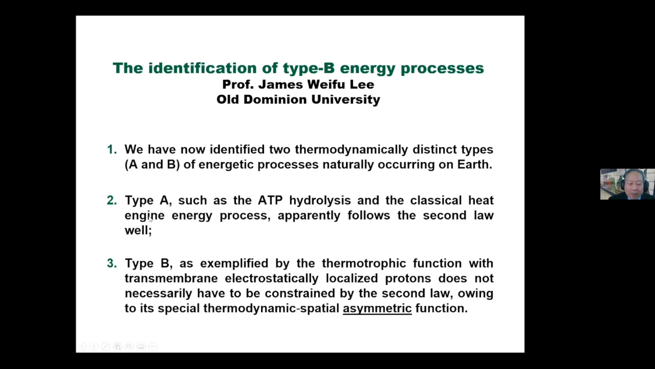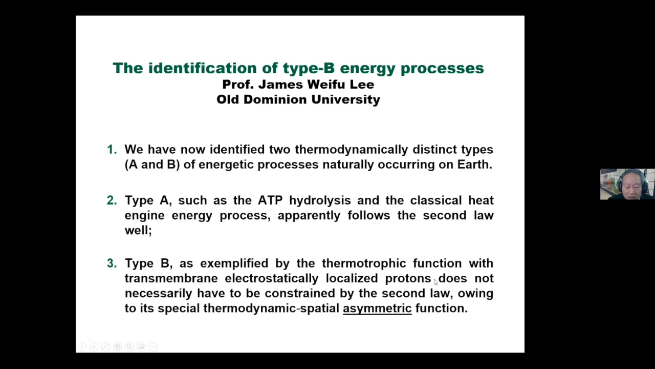Now, type A, such as ATP synthesis or the classic heat engine process, everybody is very familiar with. They apparently follow the second law very, very well. We already talked about that in the morning as well. Now, the type B process, naturally occurring on Earth, I'll give an example of it, exemplified by these thermophilic functions with transmembrane electrostatic localized protons. We'll talk more about this.